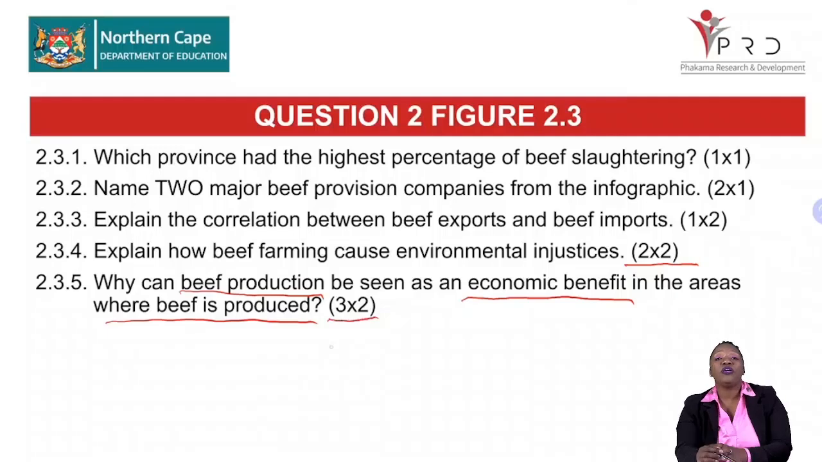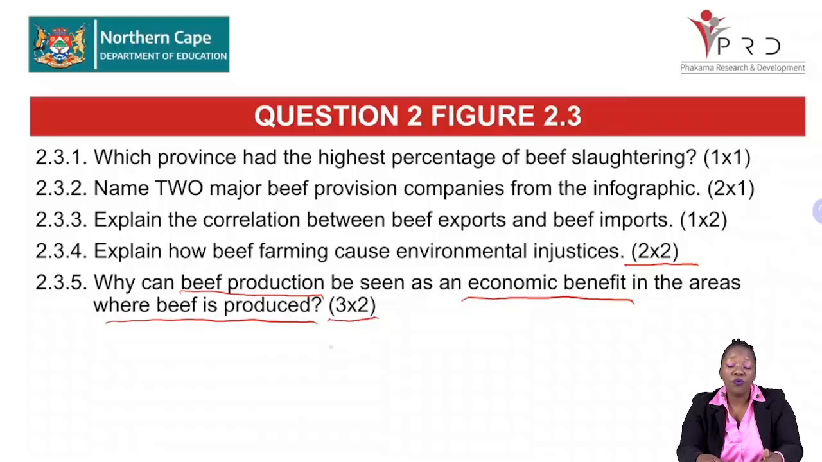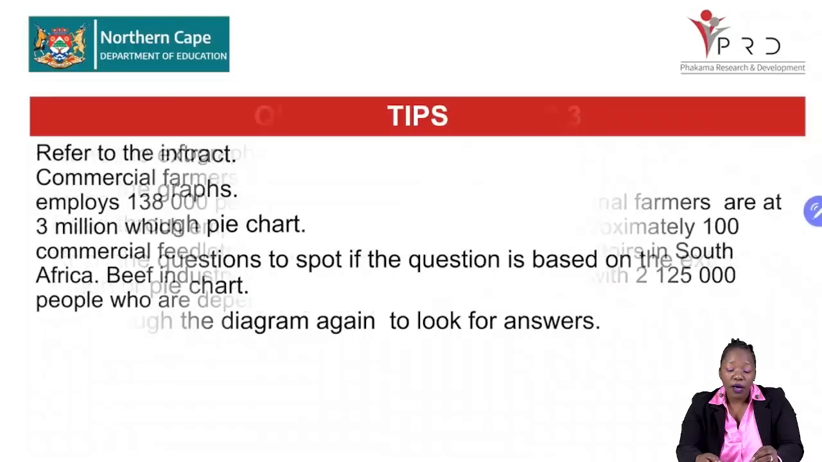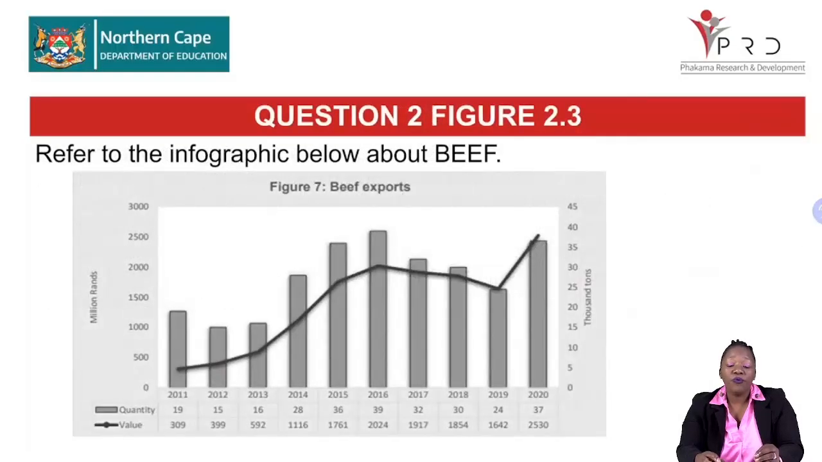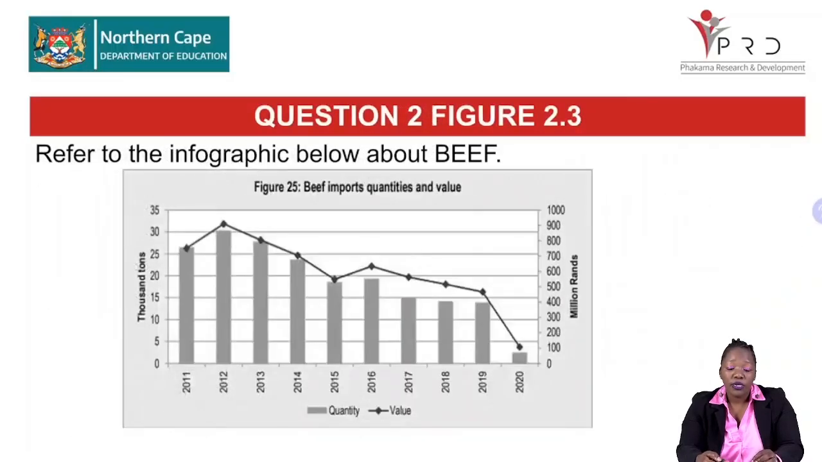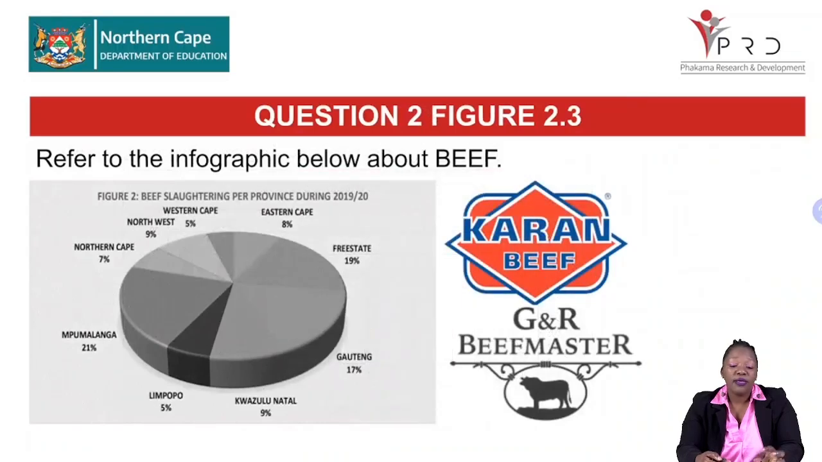So now that we have seen the questions, it is time to go back to the infographic because now you know which questions you are looking for. So we're going to go through our infographic. Now you can do it on your own. We're going to start with the pie chart as well as the beef companies.